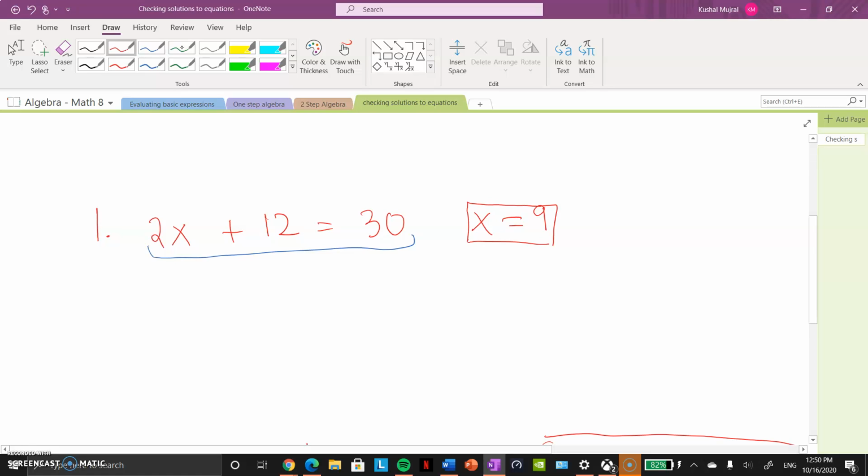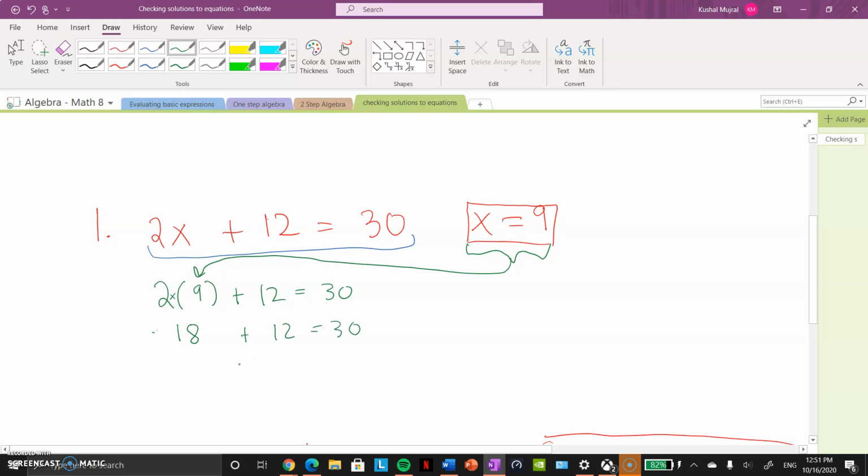So the way I would do that is I would take 2, and then I would fill it in with whatever it says here. X equals 9. So that means I can replace x with 9. 2 times 9 plus 12 equals 30. And just so you know, this means 2 times 9, so this becomes 18 plus 12 equals 30, and 30 equals 30. So if you have the same number on the left and the right, then you know that this solution is correct.